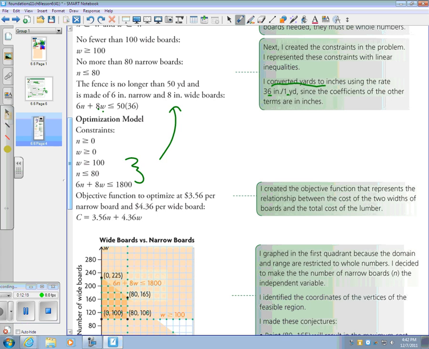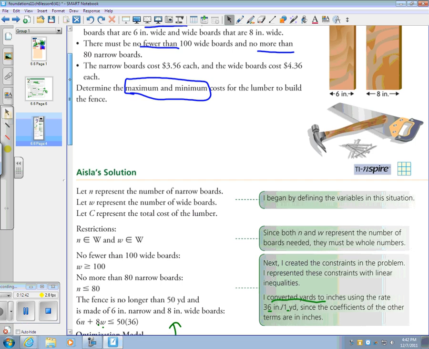The optimization function was, or the objective, sorry, function. Each narrow board cost $3.56. Each wide board cost $4.36. If you add them together, were we trying to minimize or maximize this cost? We want to find the minimum and maximum. We want to know both.